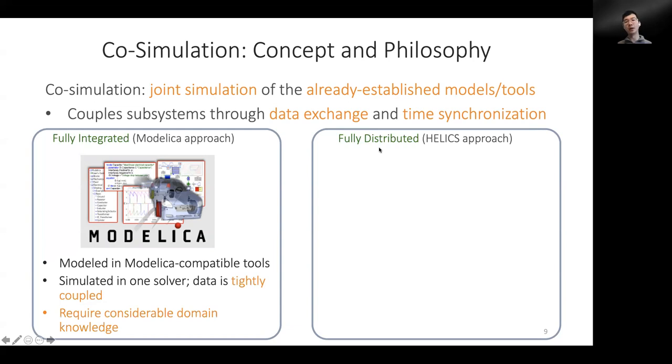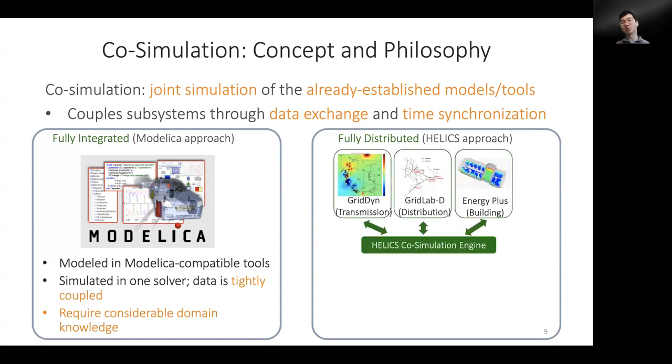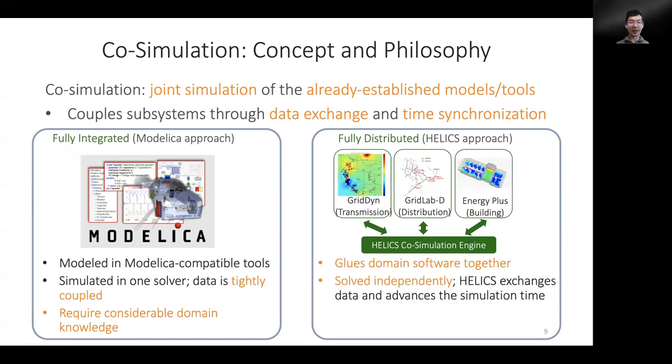On the opposite side of the scale is the fully distributed approach, exemplified by Helix, which is a co-simulation engine. Helix glues domain software together by allowing data exchange and controlling simulation time. Existing domain software run independently, and Helix is only a data broker. The catch for this approach is that users need to design interfacing algorithms to guarantee meaningful results because Helix doesn't know anything internal about those specific domain software.